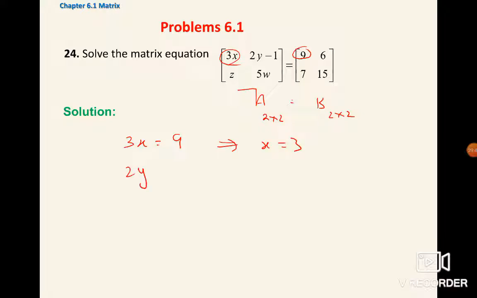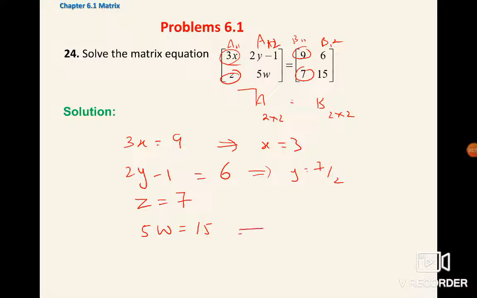Second entry 2y minus 1 should be equal to the second entry. This is A11, this is B11, this is A12, this is B12. Second element A12 should be equal to B12, that is 2y minus 1 should be equal to 6. Solve it, you will get y. So y is equal to 7 over 2. Third, z is equal to 7 straight away. Z is equal to 7. Fourth, 5w is equal to 15 gives w is 5. That is it.